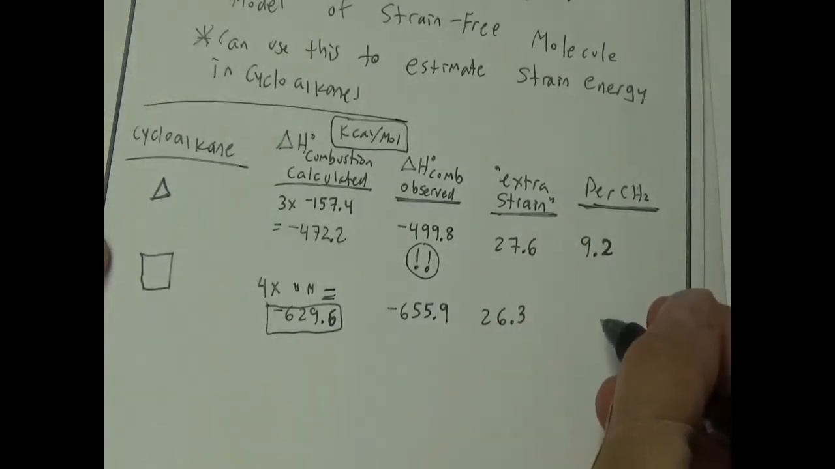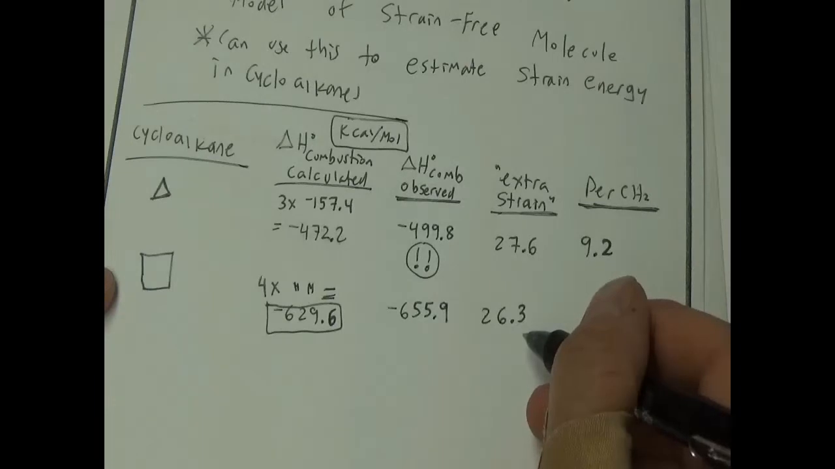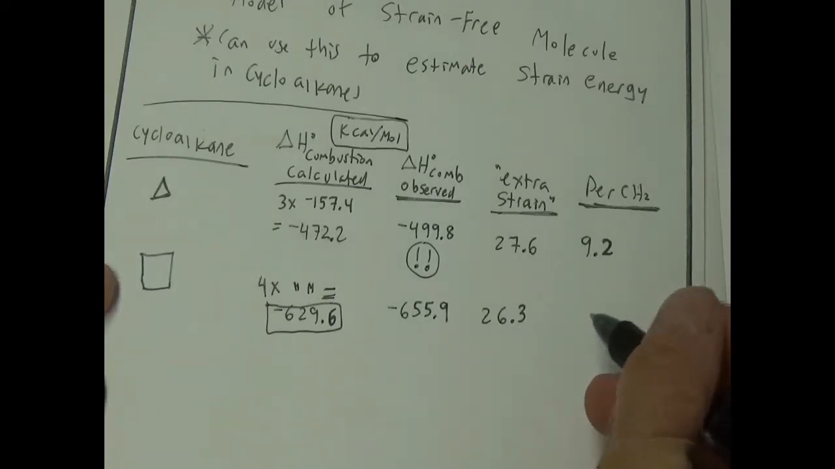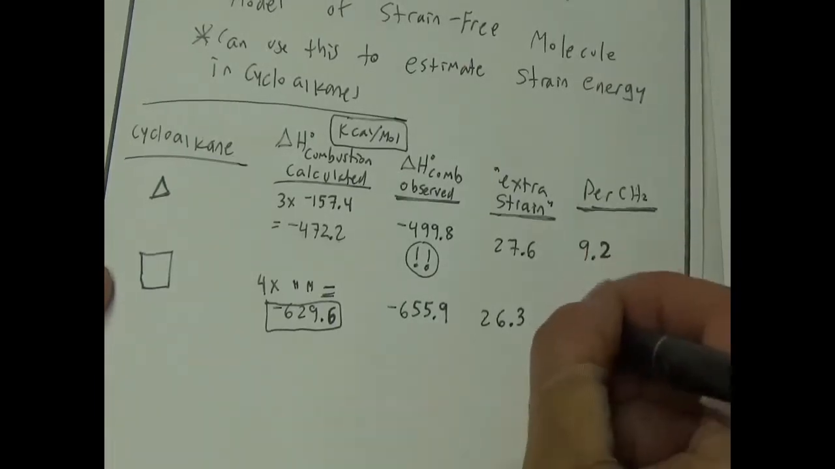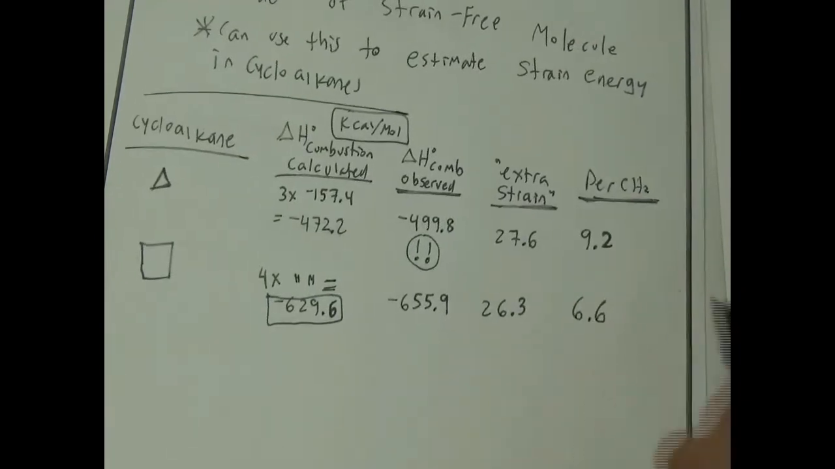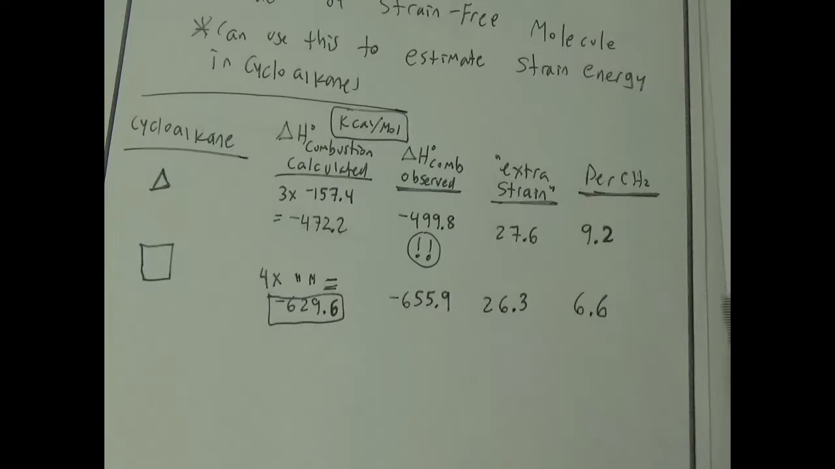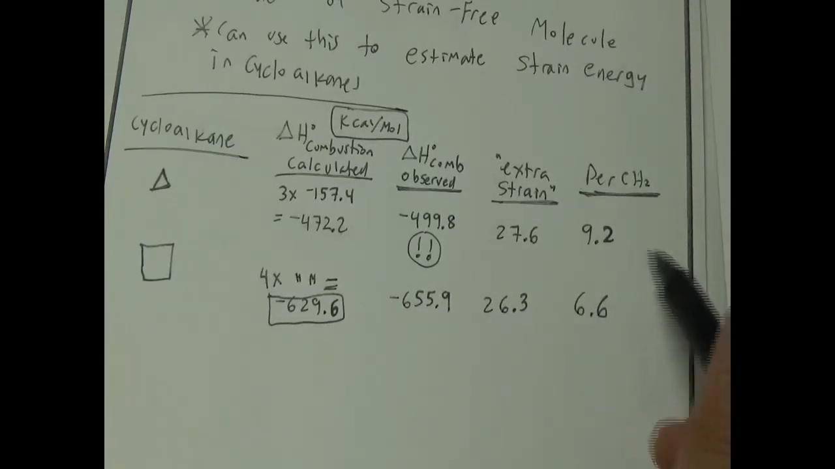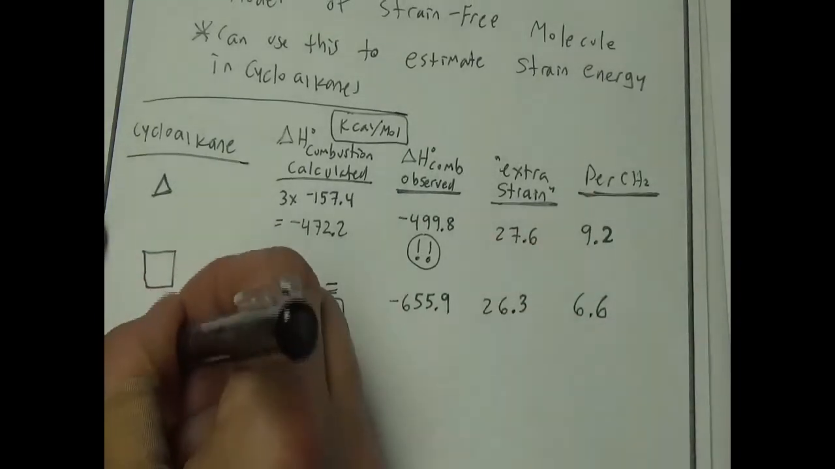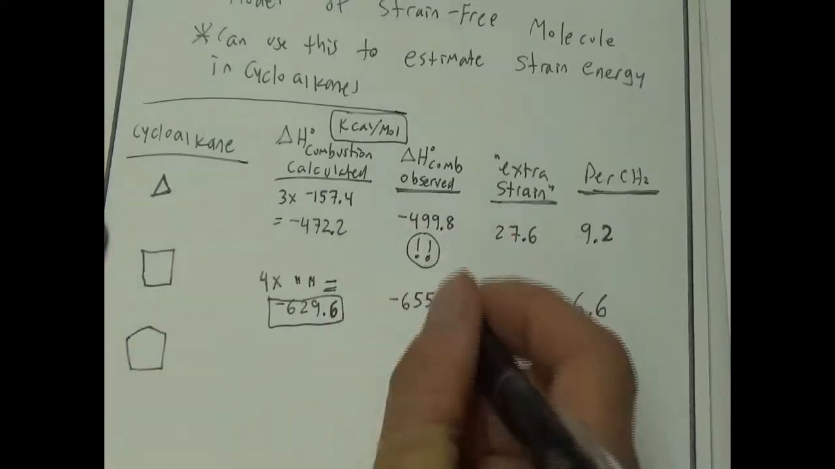Divide by the number of carbons, so there's 4 now. Take that, divide by 4, and you get 6.6. So you can see that there's a little less energy per CH2 in cyclobutane versus cyclopropane. Okay. Now we do 5 carbons.